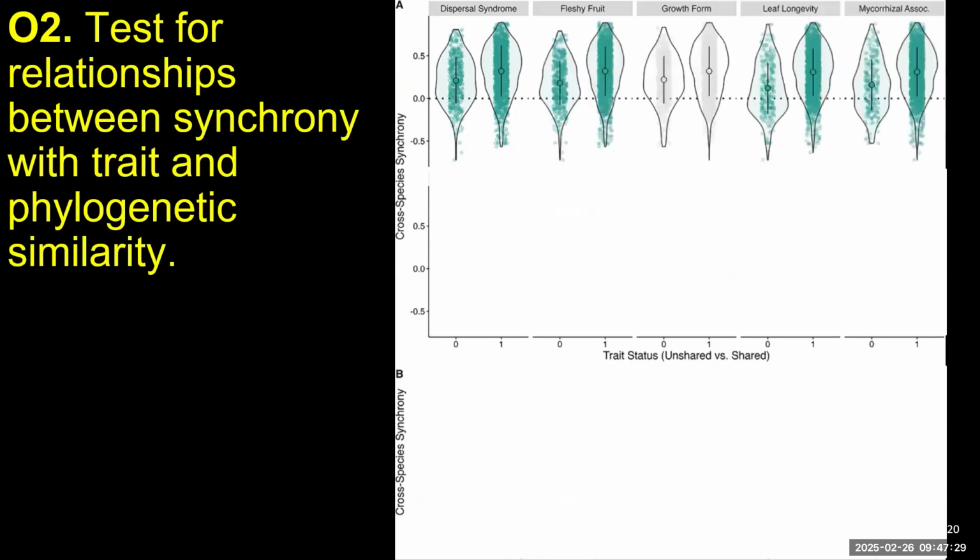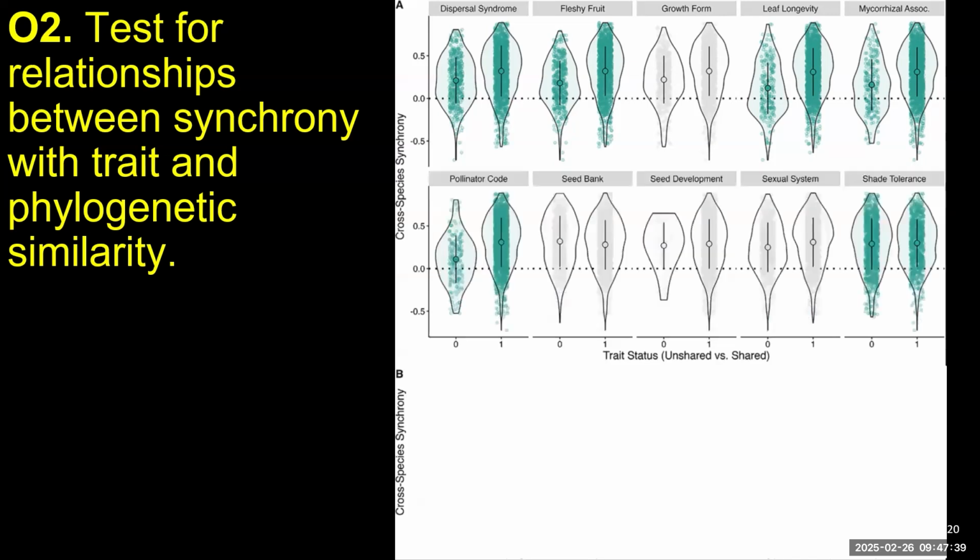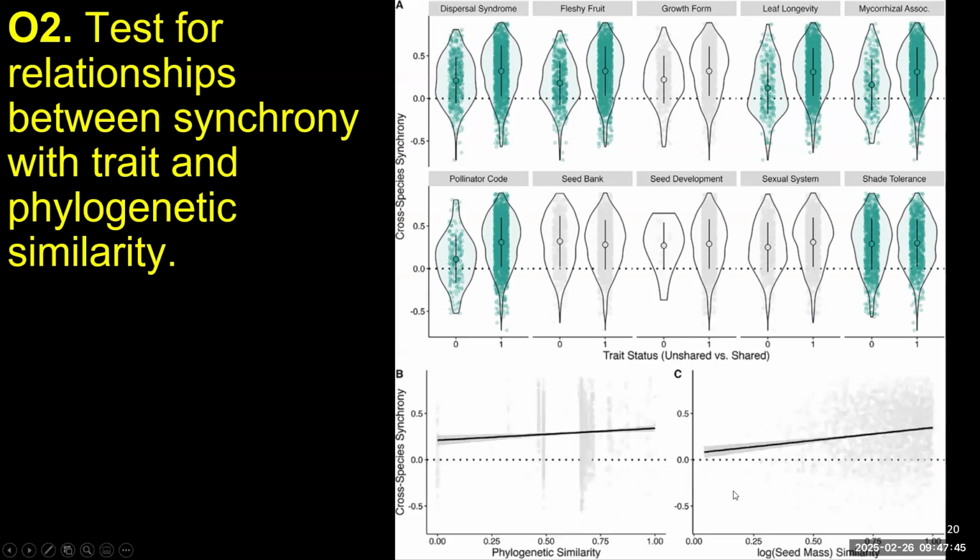And we did this for a whole bunch of different traits. If it's in gray, it wasn't statistically significant. If it's shown in green, then it is. And this is using multiple regression on distance matrices. We did this both for seed mass similarity, which was not significant, and nor was phylogenetic similarity. So phylogenetic similarity did not play a role in the level of synchrony between a pair of species.